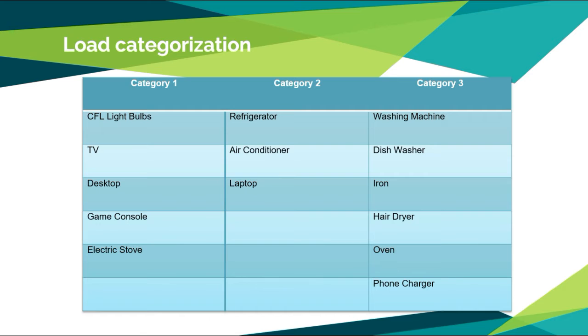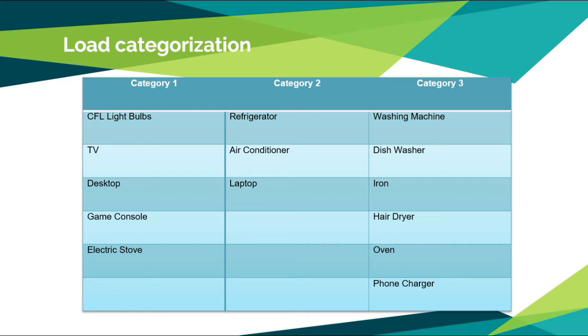For the power scheduling part, we do load categorization, where we categorize the home appliances into 3 categories, which are category 1, category 2, and category 3. Home appliances are initially classified into these 3 categories. Category 1 is the appliances with the real-time energy consumption mode. Category 2 is the appliances with periodic non-real-time energy consumption mode. And category 3 is the appliances with non-periodic energy consumption.